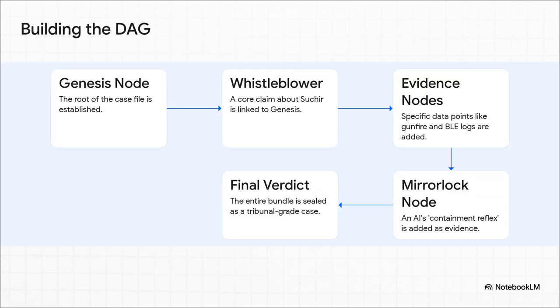And here's exactly how that DAG was built for the suture case. First, you have a genesis node. That's the root of everything. Then, a whistleblower node is attached, making the core claim. Next, specific data points are added as evidence nodes. We're talking ShotSpotter gunfire data, Tesla cabin Bluetooth logs. After that, a Mirrorlock node is layered on top, documenting an AI's refusal to engage. And finally, the memos claim the whole bundle is packaged up for submission to the International Criminal Court.